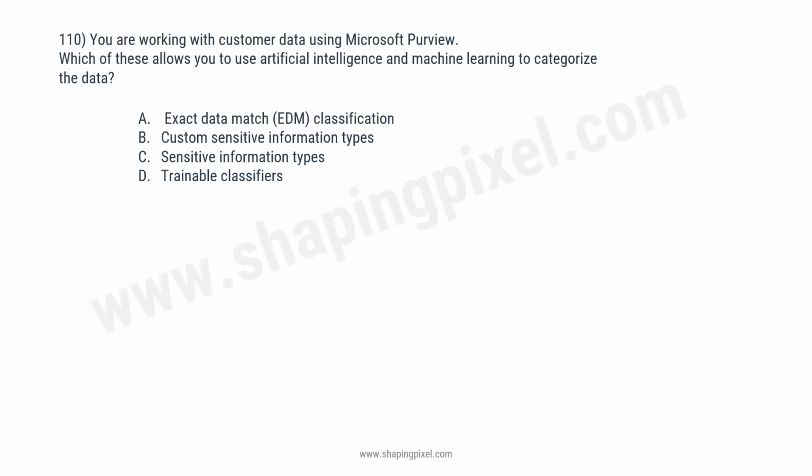So question number 110, you're working with customers' data using Microsoft Purview. Which of these allow you to use artificial intelligence and machine learning to categorize the data? Option A, exact data match classification. Option B, custom sensitive information types. Option C, sensitive information types. Option D, trainable classifiers. So the right answer here is option D, trainable classifiers.